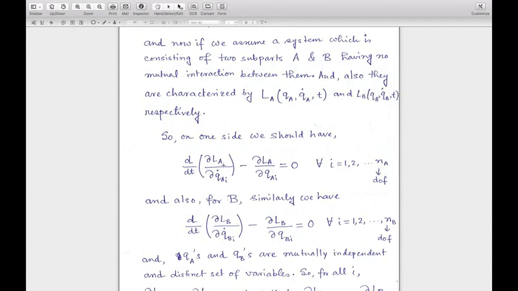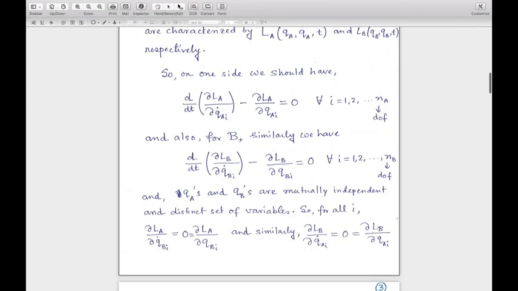Here we have assumed that the Lagrangian can already be defined, and we know somehow the Lagrangian is there, and this is a function of qA, q̇A, and t. Similarly, for B, we also assume that a Lagrangian is defined in the usual sense, and we have a similar type of equation: d/dt of ∂LB/∂q̇Bi minus ∂LB/∂qBi is equal to 0.